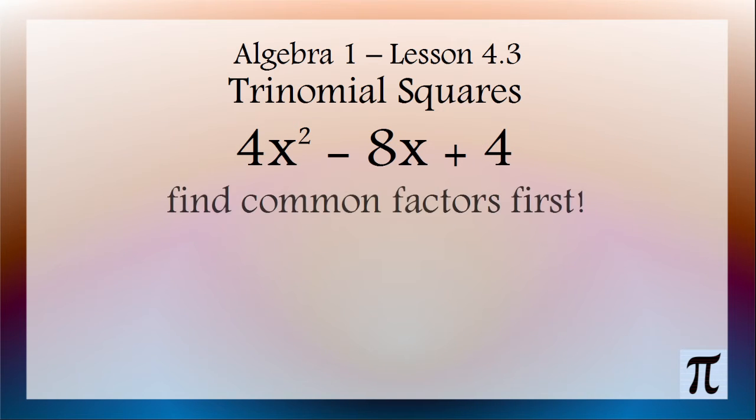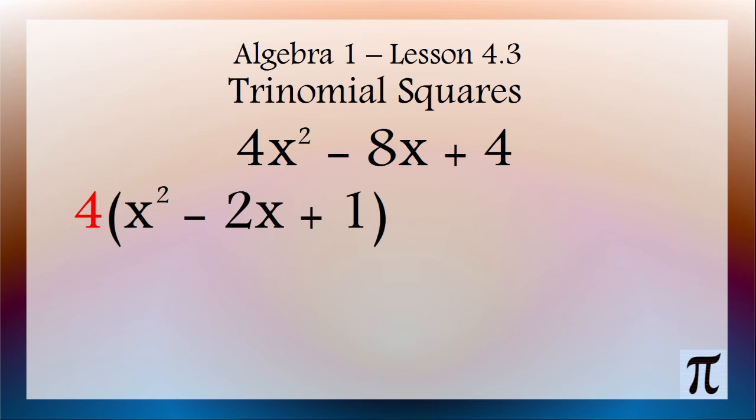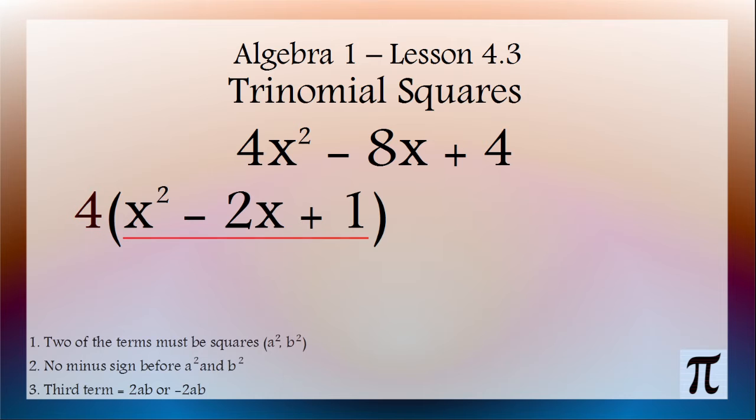It's a little sneaky. First, we need to find the common factors. For this particular problem, we can pull a 4 out of all three terms of the trinomial that we're starting with, and we're left with x squared minus 2x plus 1, all multiplied by the 4 that we had pulled out. So looking at the trinomial that we have left, x squared minus 2x plus 1, is this a trinomial square? And if so, how do we factor it?